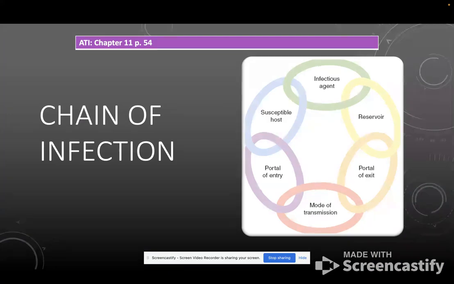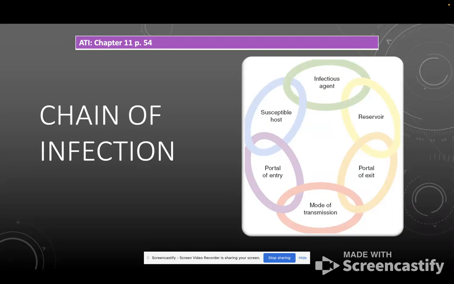So when we look at the chain of infection, it is like a chain link fence in a way. It's all linked together, and all of these links have to happen for an infection to occur. I know you all don't have your ATI books yet, but hopefully you will soon. But I encourage you to reference chapter 11 on page 54 that just talks about the chain of infection. So, like I said, all of them have to be present in order for an infection to be transmitted from one person to another.